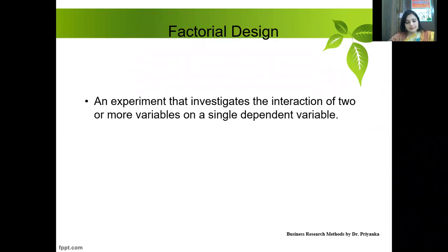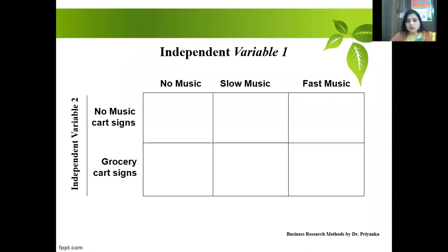Then factorial design, an experiment that investigates the interaction of two or more variables on a single dependent variable. Factorial designs allow for the testing of two or more factors at various levels. Till now, we were just having one independent variable. Now we will be going for more than one independent variable. So independent variable 1 is like no music, slow music, or fast music. Independent variable 2 can be no music cart signs or grocery cart signs.